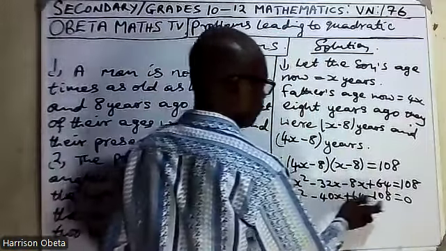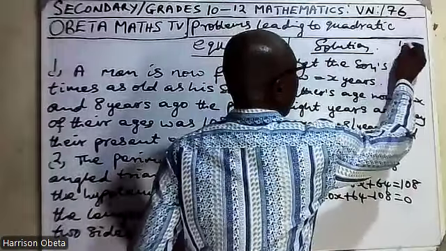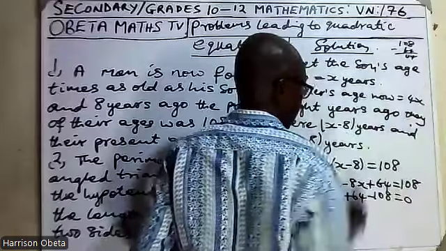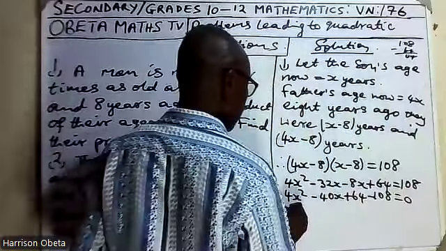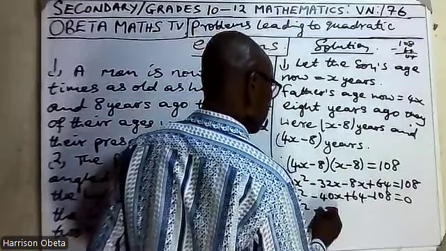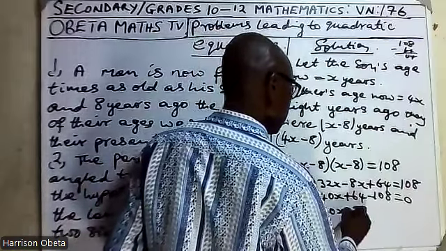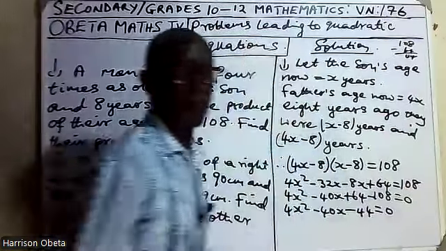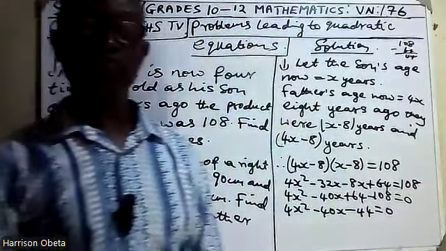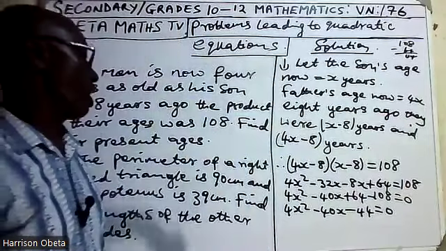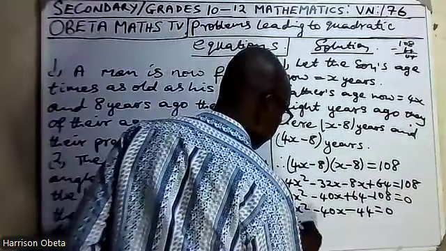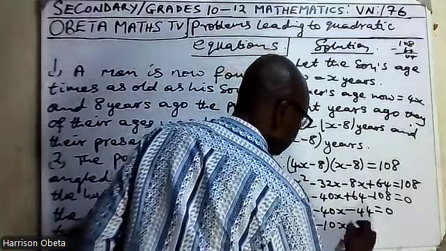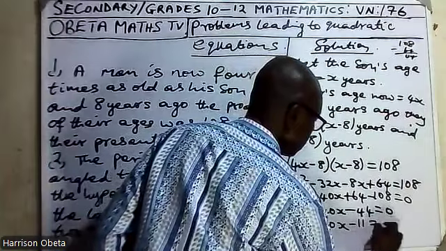If you subtract 64 from 108, that's 44. So that would be 4x squared minus 40x minus 44 equal to 0. In order to continue, you have to divide through by 4 because 4 can go. So that will give us x squared minus 10x minus 11 equal to 0.